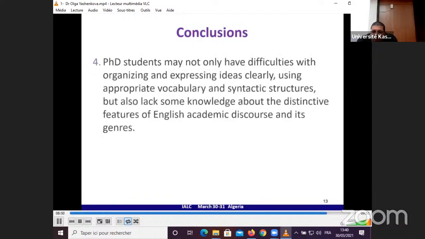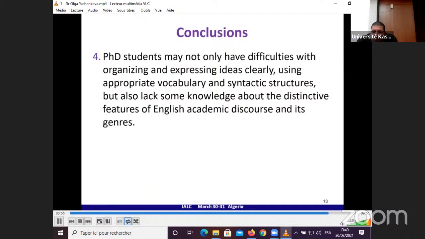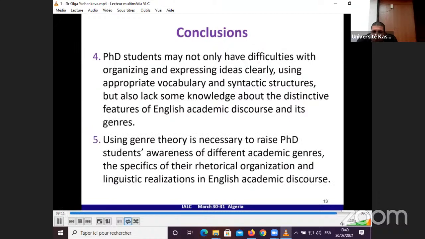They may not only have difficulties with organizing and expressing their ideas clearly and concisely using appropriate vocabulary and syntactic structures, but also lack some knowledge about the distinctive features of English academic discourse and its genres. That is why using genre theory is necessary to raise PhD students' awareness of different academic genres, the specifics of their rhetorical organization and linguistic realizations in English academic discourse, which is very important in order to enhance PhD students' English academic writing skills.